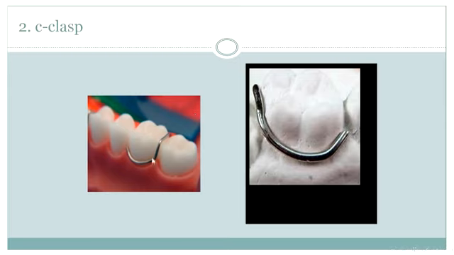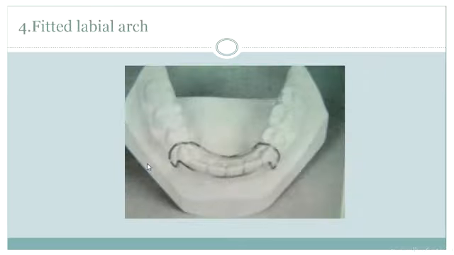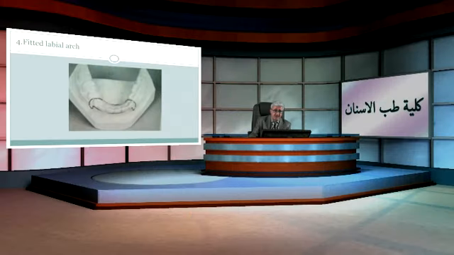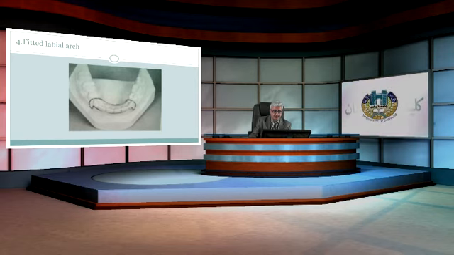C-clasp. The C-clasp is constructed very easily, as in the prosthodontic department during construction of the removable partial denture, and this is also used as a retentive. Sometimes we need it because the tooth is partially erupted. We cannot use Adams or another clasp, so sometimes we need to use the C-clasp.